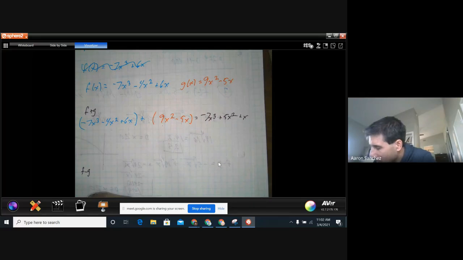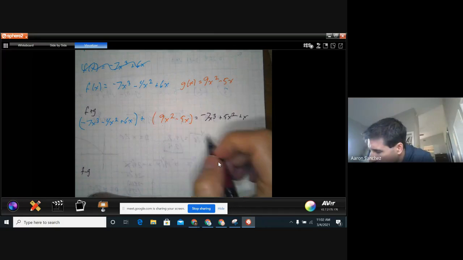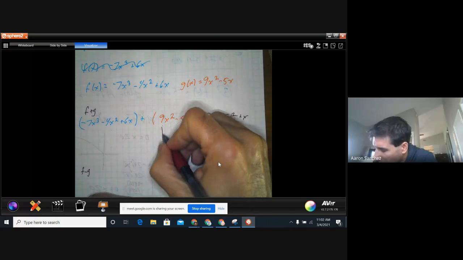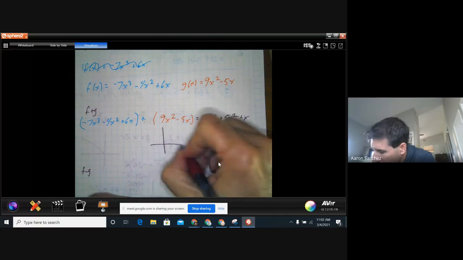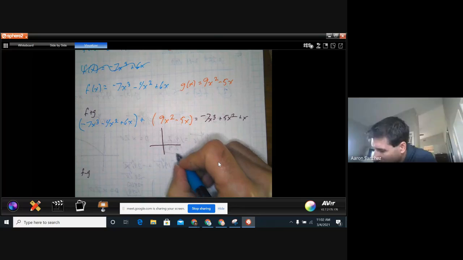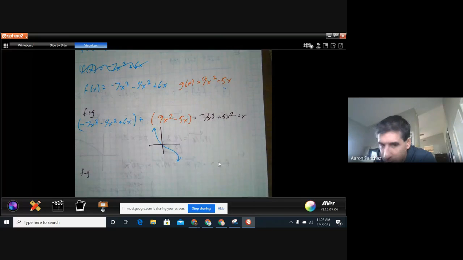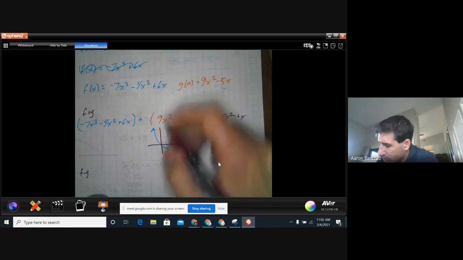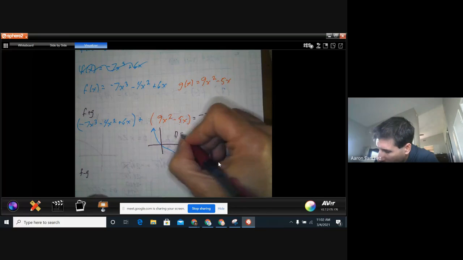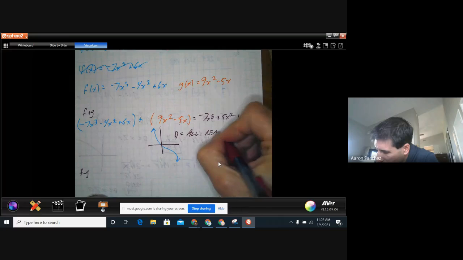And so this is a cubic function. And for the domain, cubic functions, whether they go like this or like this, it probably looks something like this, shifted. But guess what? The domain is going to be all real numbers.